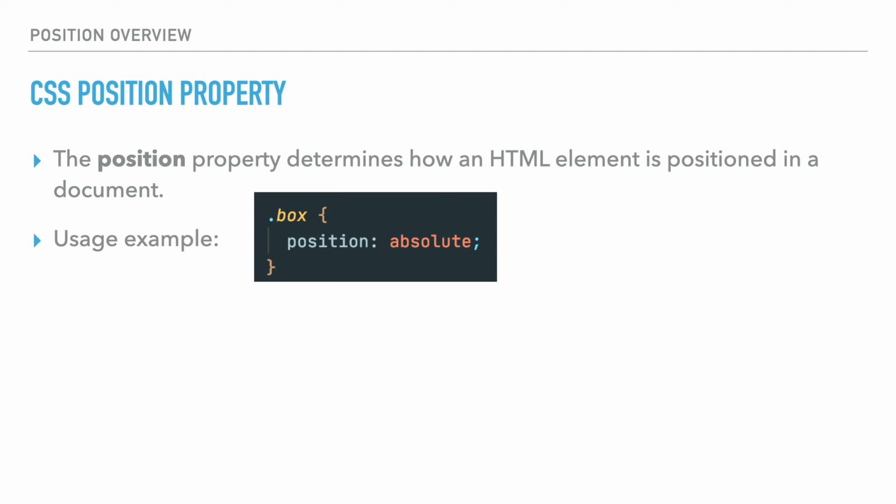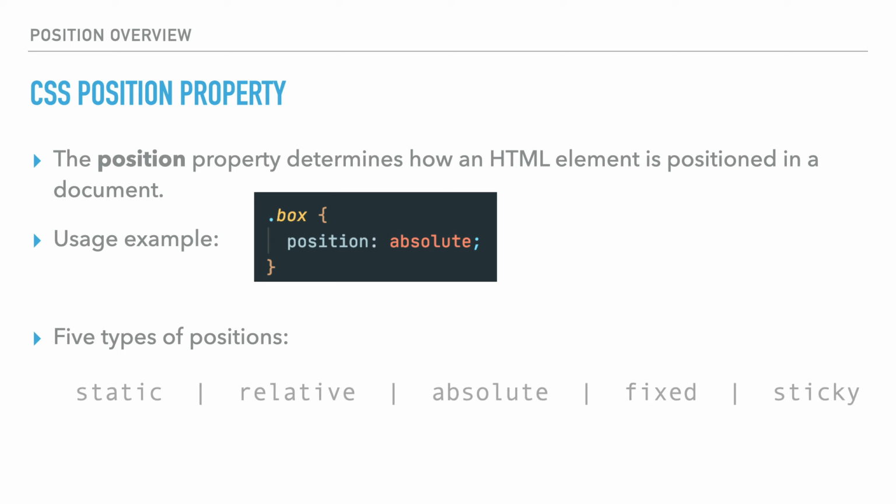So it's pretty straightforward. Now there are 5 types of positions you can choose from, and they are the static position, the relative position, the absolute position, the fixed position, and the sticky position type. The static type is the default type, so if you don't explicitly write what position property an element has, it will default to the static position.